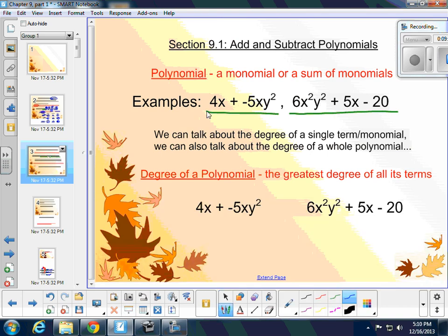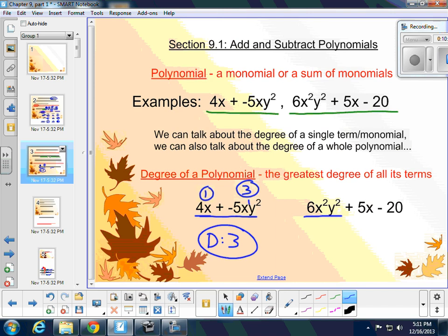So let's go through these polynomials right here. This one, 4x plus negative 5xy squared. What I'll do is figure out the degree of each of these terms. So 4x, that would have a degree of 1 like we talked about on the previous page. And negative 5xy squared, again, the x itself will have an exponent of 1, and 1 plus 2 gives me 3. So this one will have a degree of 3. So this polynomial will have a degree of 3. In the future we'll determine how we can graph it, and we'll talk about rewriting it here very soon too. But for now, going on to the next one.